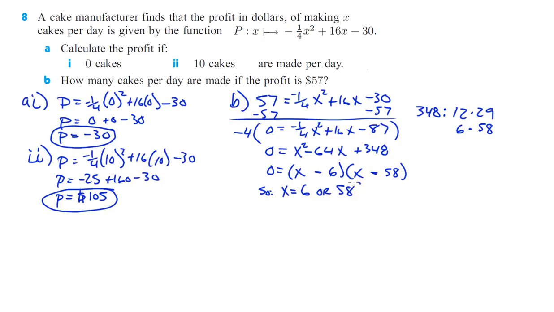So if they made 6 cakes in a day, they'd make $57. If they made 58 cakes in a day, they'd make $57. I'm trying to figure out why. Maybe they just couldn't sell all those 58 cakes. But if I'm looking to make $57 a day, I'm shooting for making 6 cakes instead of 58 cakes.